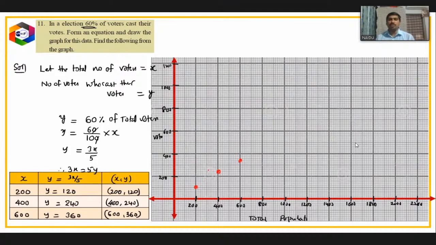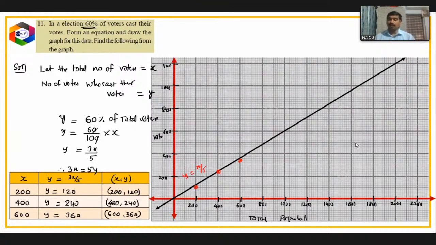Now our aim is to join these 3 points. Since the values are big, I am going to draw the graph. Observe children here. So this is the graph which represents y equals 3x by 5. This is the graph. I think the graph is clear for you everyone.